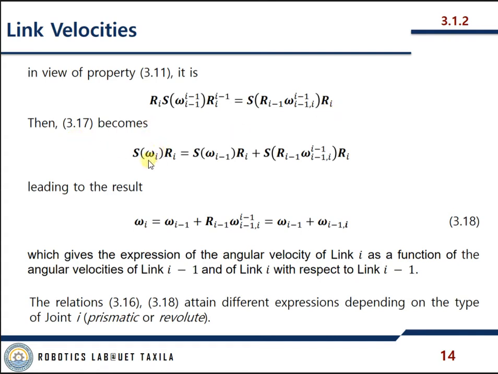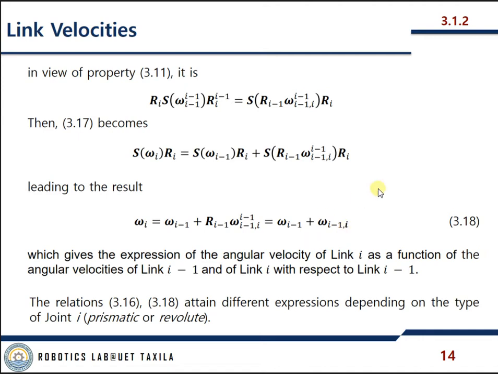Then 3.17 becomes this R dot S being multiplied with ri, which is a function of the rotation matrix and omega and ri, leading to the result that omega I is equal to omega I minus 1 plus R I minus 1 and omega I minus 1 comma I, which means that omega I is equal to omega I minus 1 plus omega I minus 1 comma I. It simply means that it gives the expression of the angular velocity of link I as a function of the angular velocity of link I minus 1.